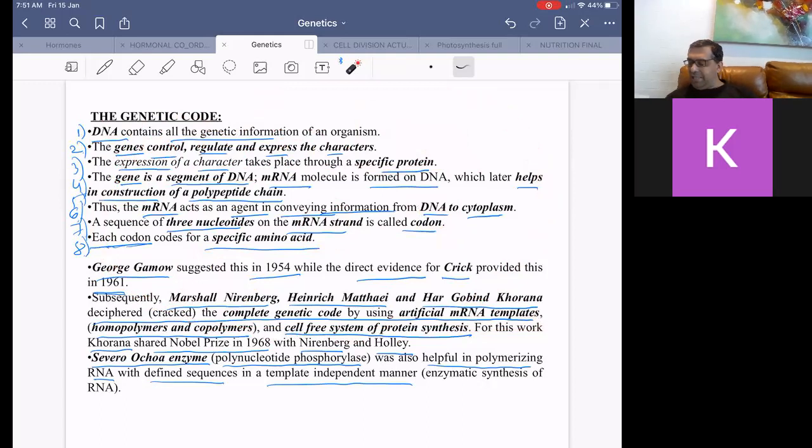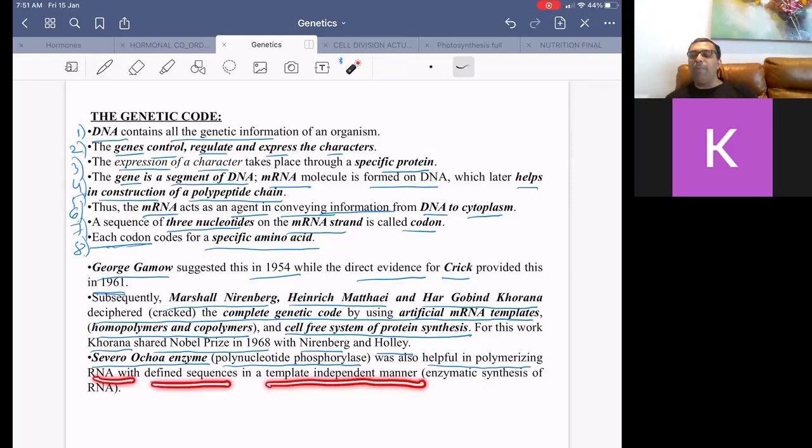And for that, the Severo Ochoa enzyme, polynucleotide phosphorylase, was used. Normally, which enzyme helps in that attachment of codon to amino acid? Amino acid tRNA synthetase enzyme. And instead of amino acid tRNA synthetase enzyme, they had used something called the Severo-Ochoa enzyme, polynucleotide phosphorylase, which was helpful in polymerizing RNA with defined sequences in a template independent manner.